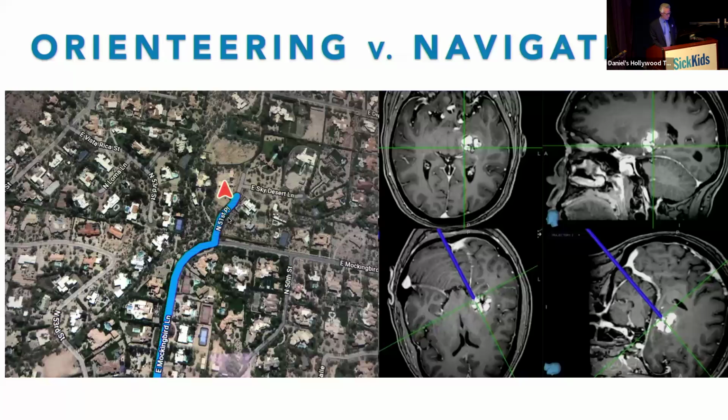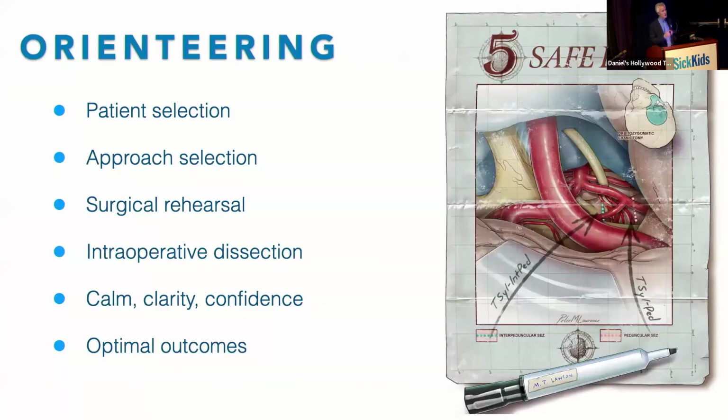And I think it's important for us as neurosurgeons not to be navigated or overly navigated, but to think of ourselves as orienteers. It's important because it makes you more engaged in your patient selection and your approach selection. It can help you surgically practice or rehearse. And most importantly, intraoperatively, it helps you use your anatomy as your guidance system rather than the computer system. And that gives you the key things that you need as a surgeon: to be calm, clear-headed, and confident. And that ultimately will translate to better outcomes, I believe.